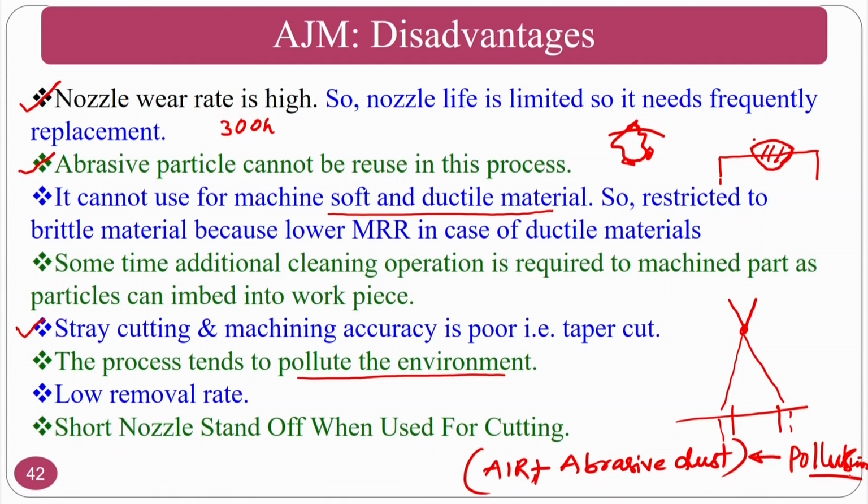So, low material removal rate, and at the same time a short nozzle stand-off distance when used for cutting purposes. That means if you want to go for cutting, you have to use a very low nozzle tip distance, or stand-off distance. This has to be taken care of if you are going for a cutting operation. If you are going for a peening operation or surface cleaning operation, you have to go for high stand-off distances.